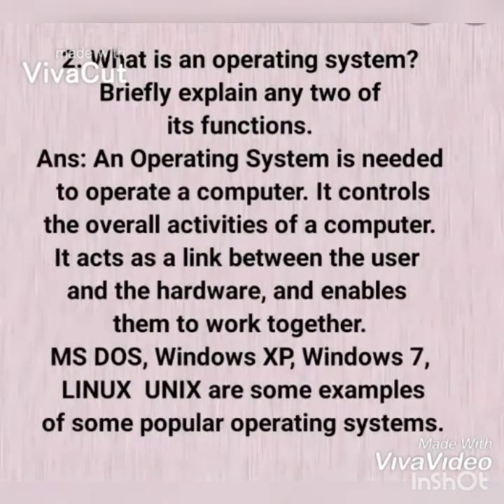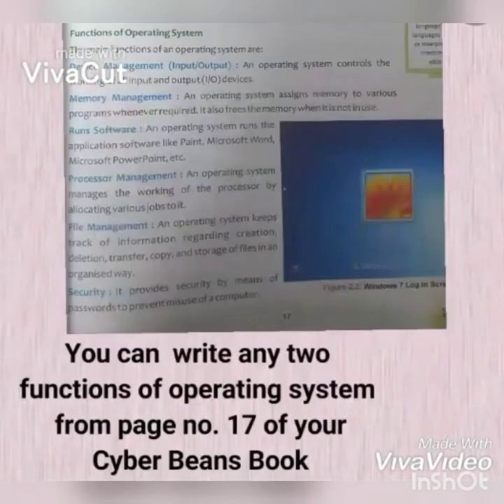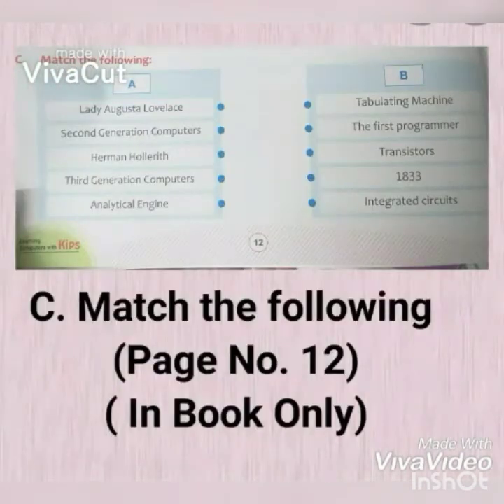Question 2 is what is an operating system? Briefly explain any two of its functions. Answer is on page number 17. You can write any of the two functions of operating system in your notebook, and your activity is that you have to match the following on page number 12 in your book.